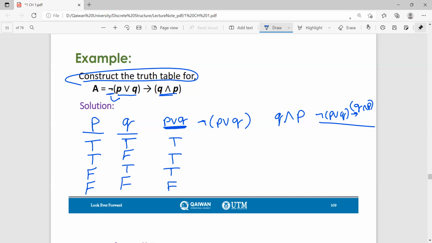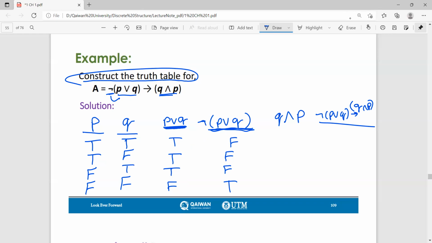And for the negation of this one, we just take the negation of these results. True becomes false, true becomes false, and false becomes true. That's all. It's for the left-hand side.